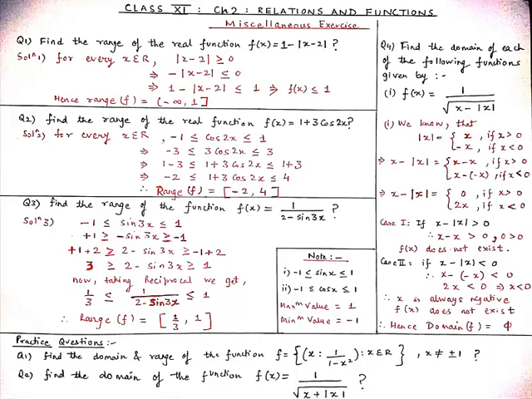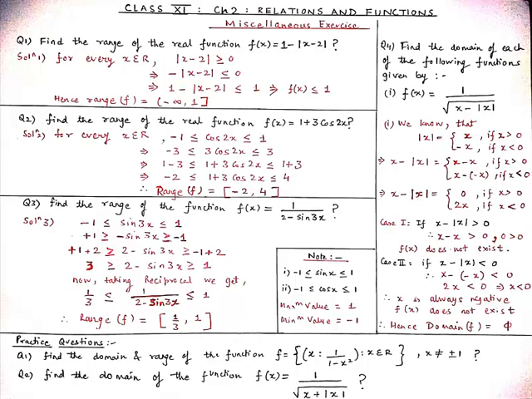Now we will take the reciprocal on both sides, or we can say take the inverse on both sides. Again the sign of inequality will change. Therefore we get 1/3 less than or equal to 1/(2 - sin 3x), which is less than or equal to 1. We know that 1/(2 - sin 3x) is nothing but our function f(x). Therefore the range of our function f will be [1/3, 1] in closed interval.